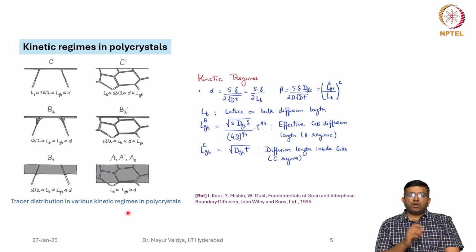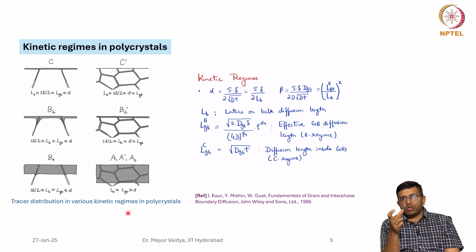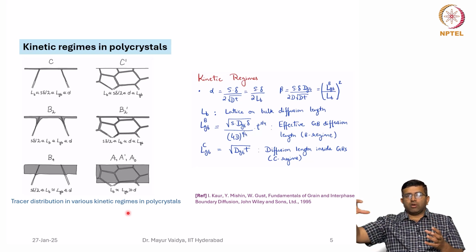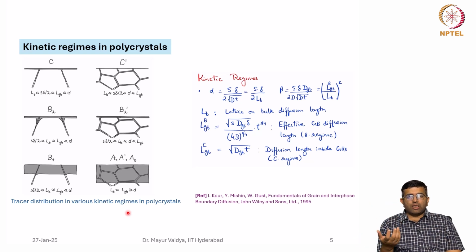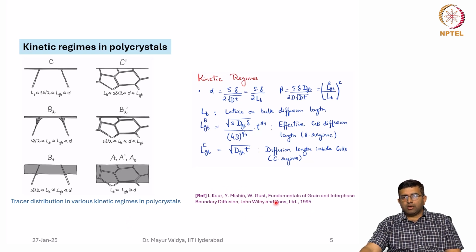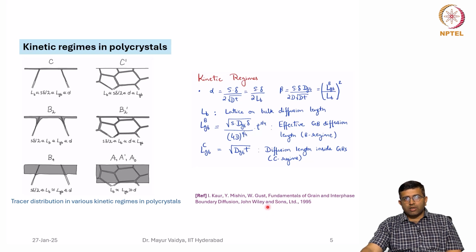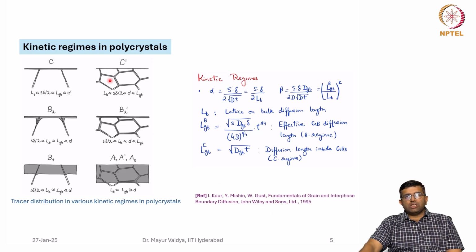So, depending upon the grain size and the temperature, that is how much the diffusion length is, there are additional kinetic regimes that have been defined. These kinetic regimes evolve as the annealing time increases, as you heat a particular nanocrystalline material for a certain duration. This was studied in detail by the group of authors Kaur, Mishin and Gust, which is summarized in this very nicely written text, for which the references are given. The schematic of these regimes is shown here.